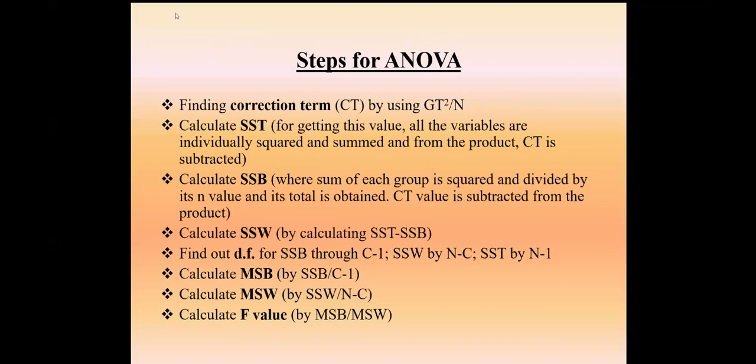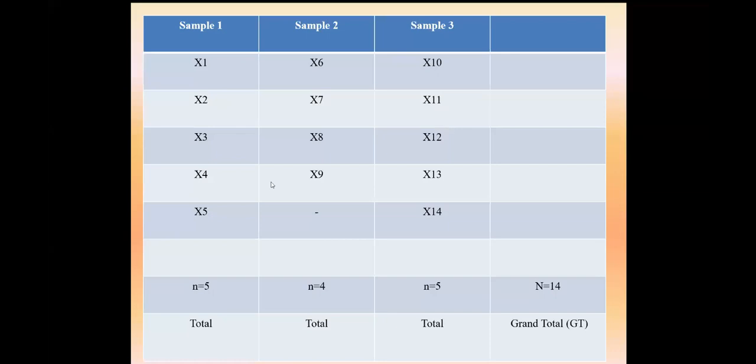So this is SST. And then SSB. SSB stands for sum of square between the samples. Now this SSB can be obtained as follows. In the case of SSB, the total of sample 1 will be squared, and it will be divided by N5. N5 means the number of variables present in this particular sample.